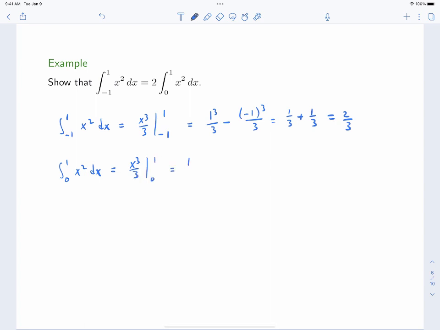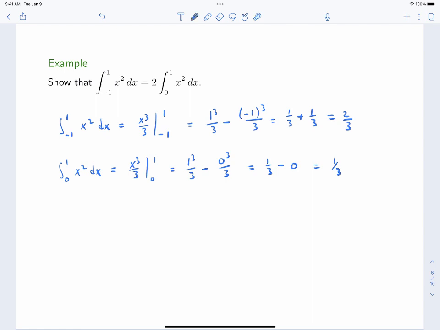So that's 1 cubed over 3 minus 0 cubed over 3. And that is 1/3 minus 0, which of course is just 1/3. And what you'll notice is the integral from 0 to 1, that's 1/3. The integral from minus 1 to 1, that's 2/3, which is twice as much. So the integral from minus 1 to 1 is twice the integral from 0 to 1.